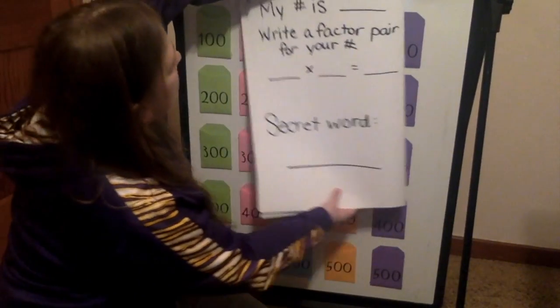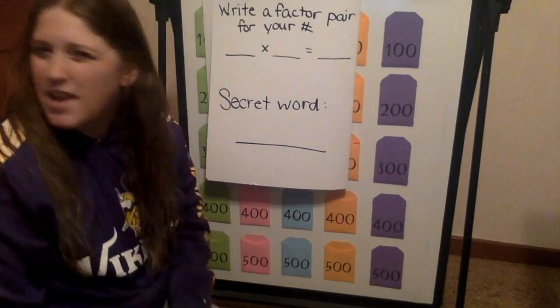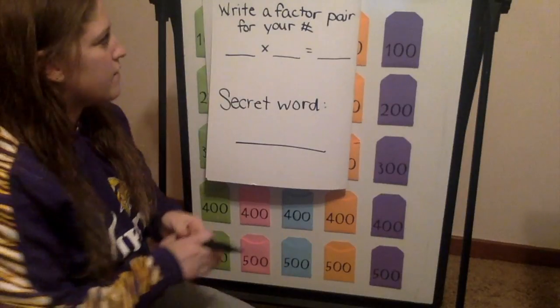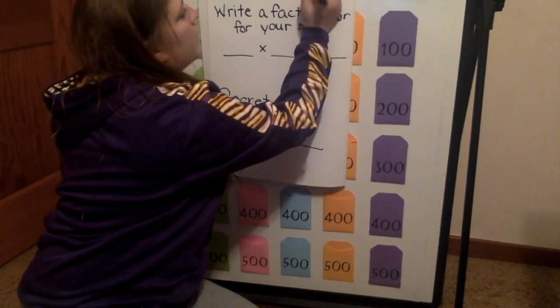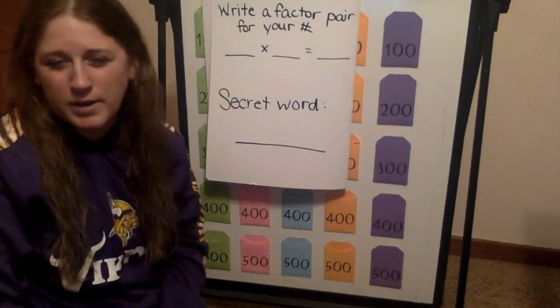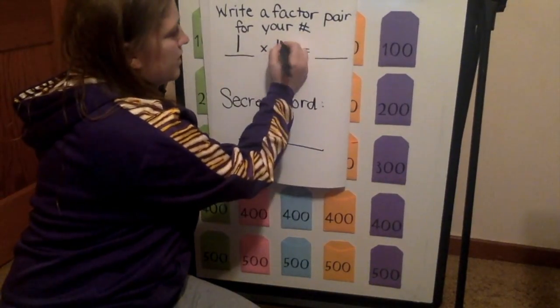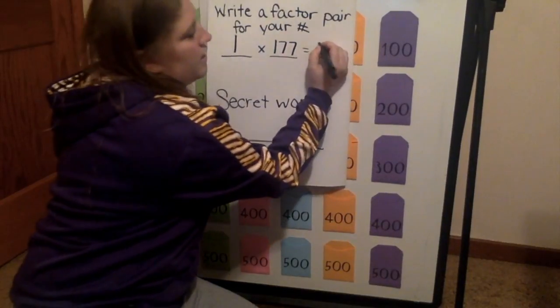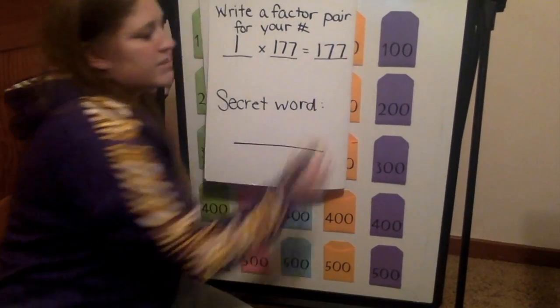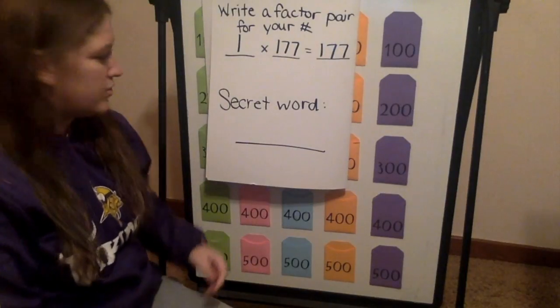Okay? Then it's going to challenge you a little bit more. It wants you to pick a number. This can be any number in the world. Okay? If I pick the number 177, all I have to do is pick a factor pair for that. If I want to take it easy, I'm just going to take 1 times 177. It's going to give me 177. See if you can challenge yourself to find an even harder one than what I just did.